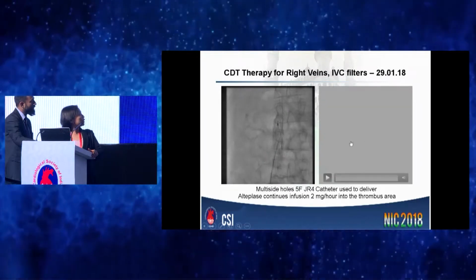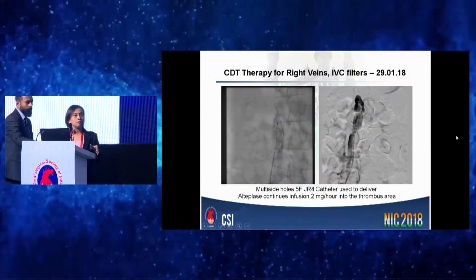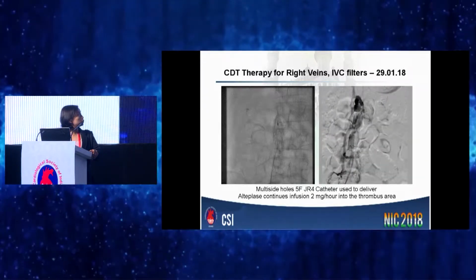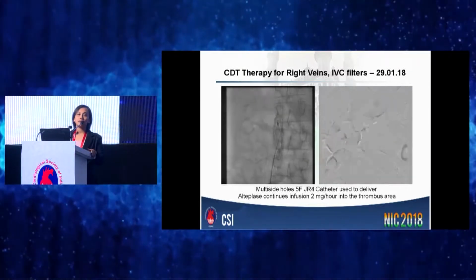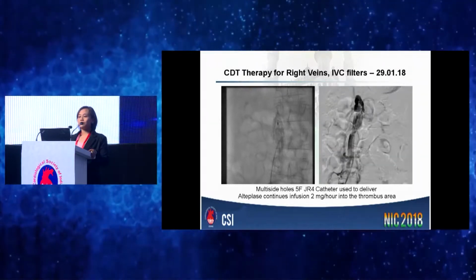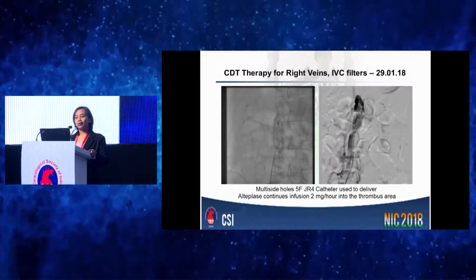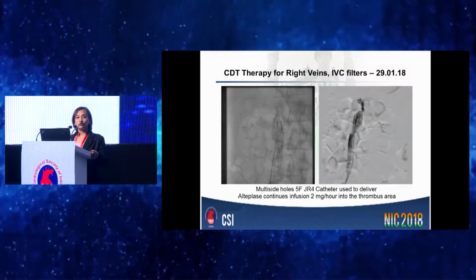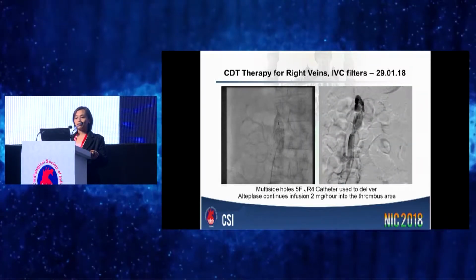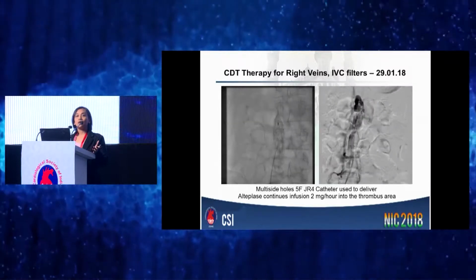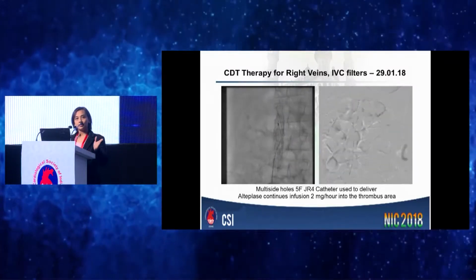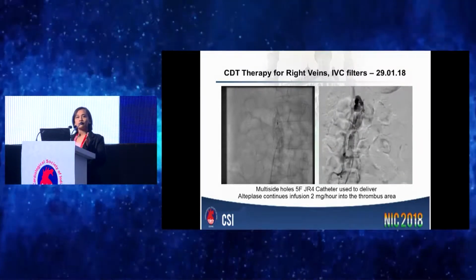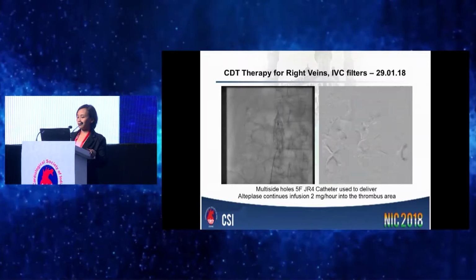So based on this massive thrombus in the right-sided vein and also the occluded IVC filter, we decided to perform catheter-directed thrombolysis using a multi-site holes catheter. Actually, we did it manually with a 4 French catheter, and we delivered alteplase continuous infusion initially at 2 mg/hour into the thrombus area, and we evaluated on a 12-hourly basis. So we moved this catheter to the place where the most thrombus is. On a 12-hourly basis, we continued the alteplase infusion.